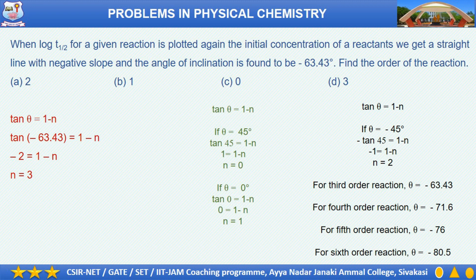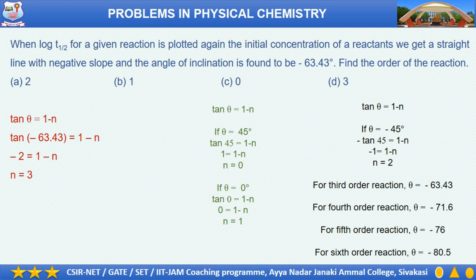Whenever theta is equal to 0, tan 0 is equal to what? Calculator work out, 0. 0 is equal to 1 minus n. Therefore, what is the order of the reaction? First order. Therefore, 0 degree.